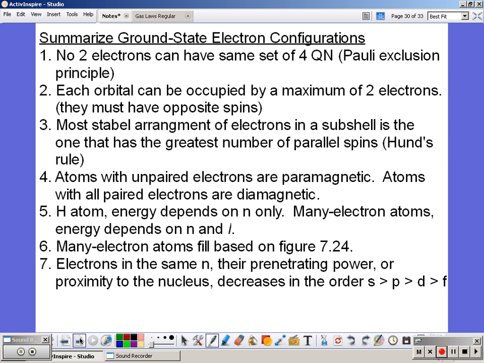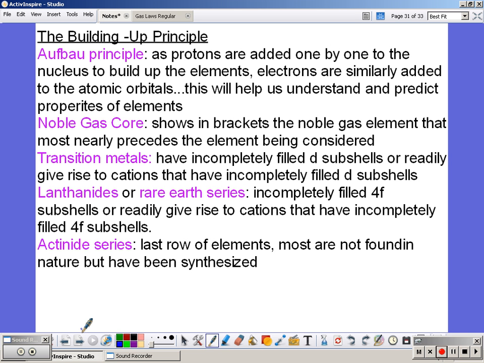Alright, so the Aufbau principle. As we add more electrons, what happens? The Aufbau principle says that as protons are added one by one to the nucleus to build up the elements, electrons are similarly added to the atomic orbitals. This will help us understand and predict properties of the elements in our next unit.